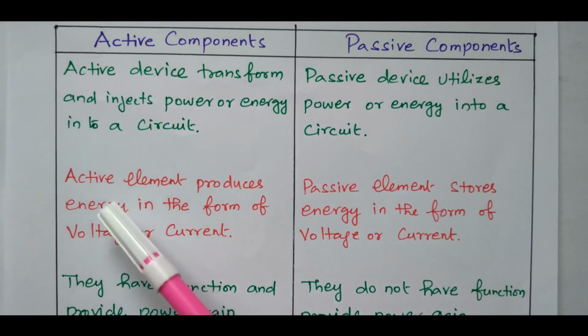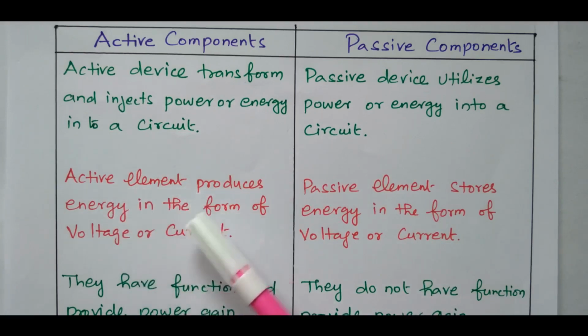Then the next point: active elements produce the energy in the form of voltage or current. Passive elements store the energy in the form of voltage or current, right? Active elements produce the energy in the form of voltage and current. Here passive elements store the energy in the form of voltage or current.